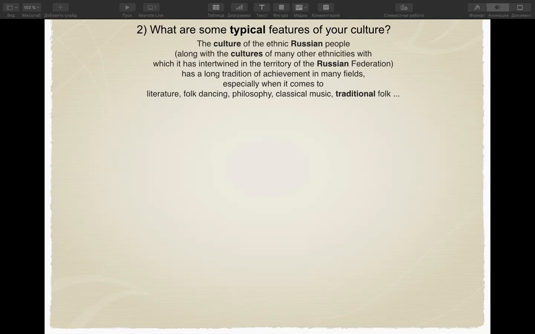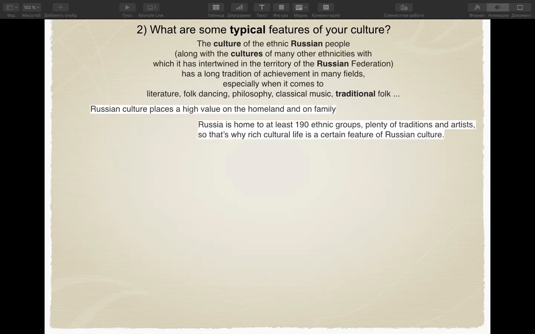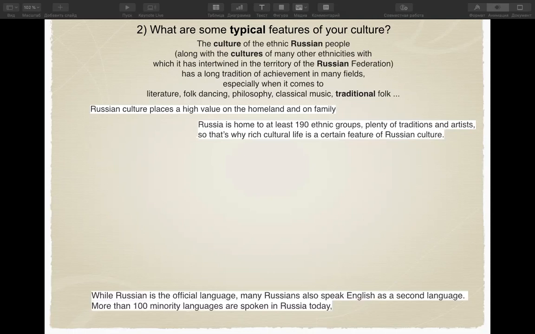So if I answer this question, I would say, okay, I'm asked, меня спрашивают, what are some typical features of your culture? I say, Russian culture places a high value on the homeland and on family. Russia is home to at least 190 ethnic groups, plenty of traditions and artists. So that's why rich cultural life is a certain feature of Russian culture. While Russian is the official language, many Russians also speak English as a second language. More than 100 minority languages are spoken in Russia today.